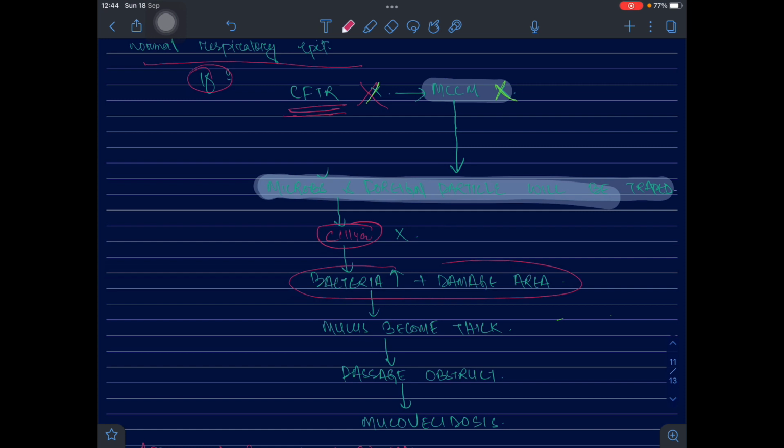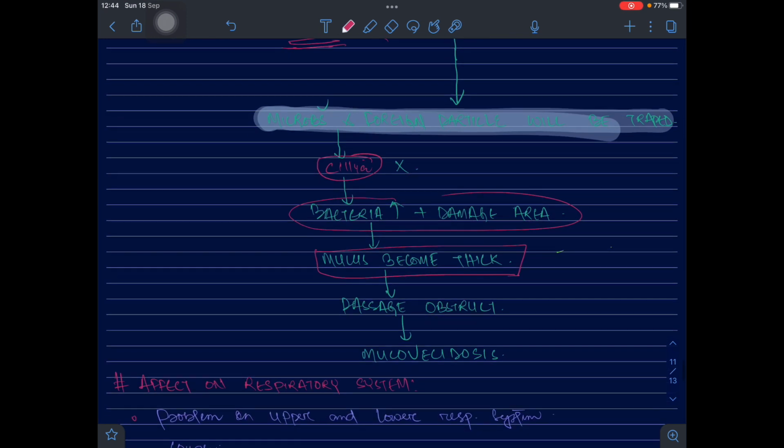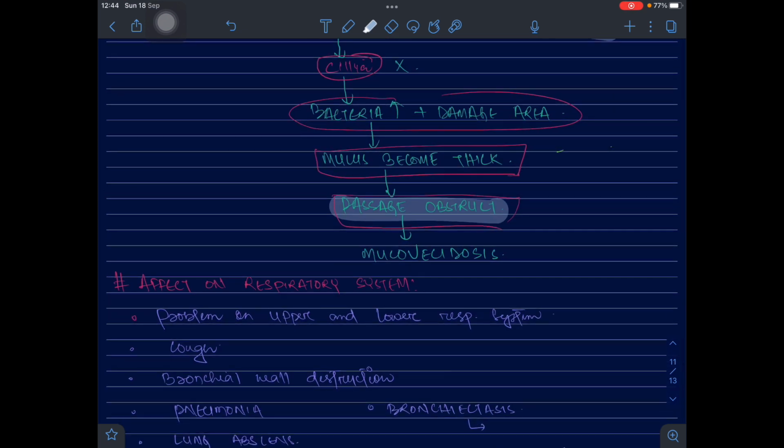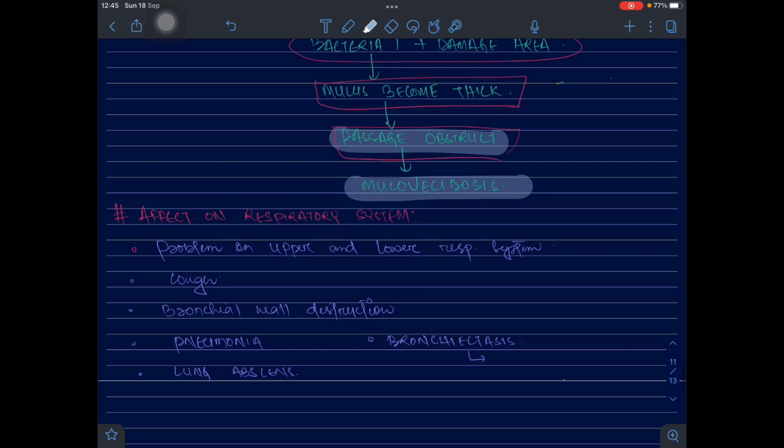Mucus will become very thick because the chloride is not collecting water along with sodium, and there will be passage obstruction. Passage obstruction will be seen because the mucus becomes very thick, and mucoviscidosis will occur. What is mucoviscidosis? Mucoviscidosis means obstruction of the different passages in the respiratory tract because of the thickening of the mucus. This is called mucoviscidosis.